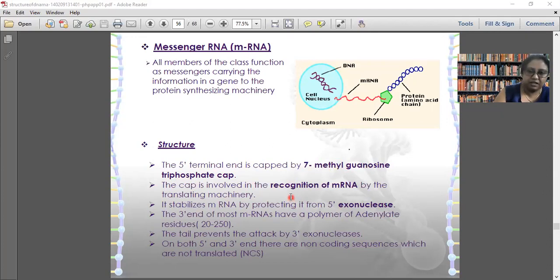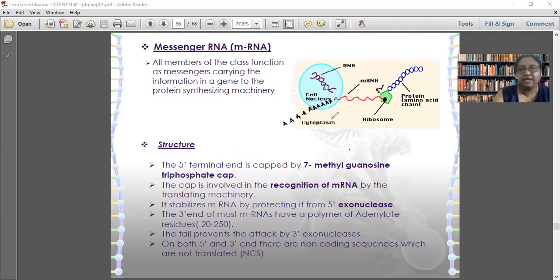So that is how it is capped. Apart from this, why this cap? Because it is helpful for the ribosome or other parts to recognize the messenger RNA. Okay, and RNA is having a polymer of A. That means if considered, this is the 5' end, it will have a cap over here, and at the end of this messenger RNA, there will be a long tail which is having A only. That's called poly A tail.